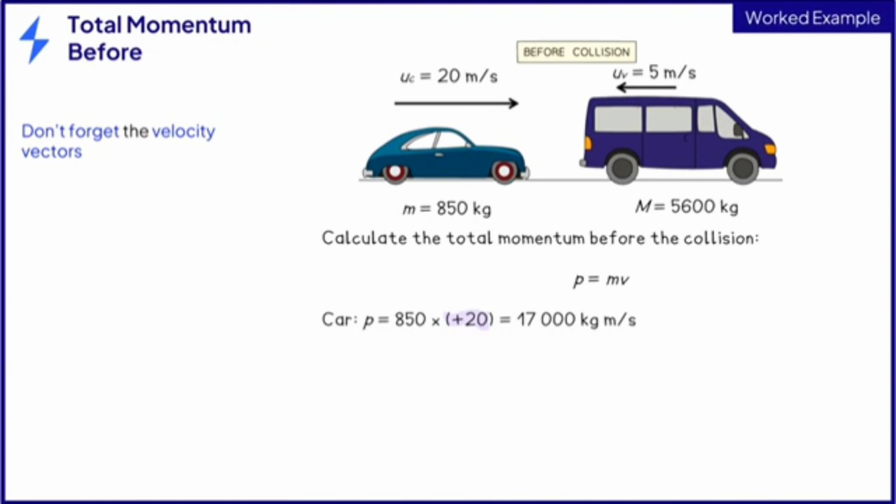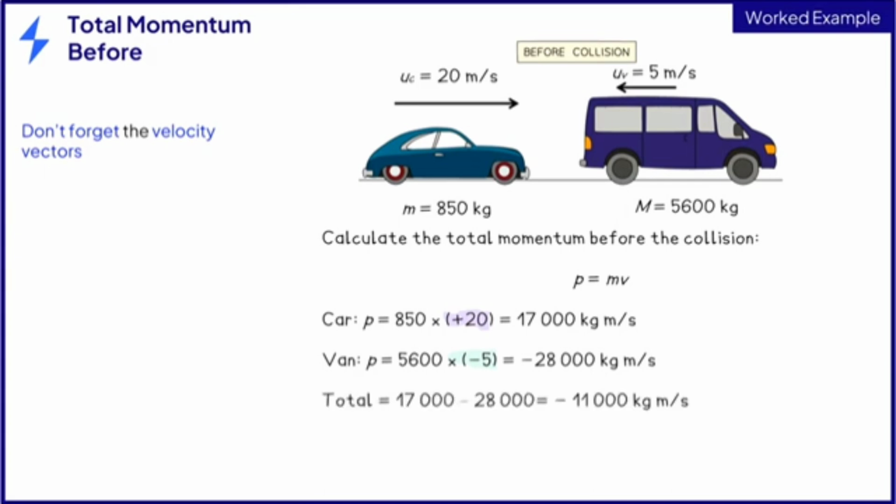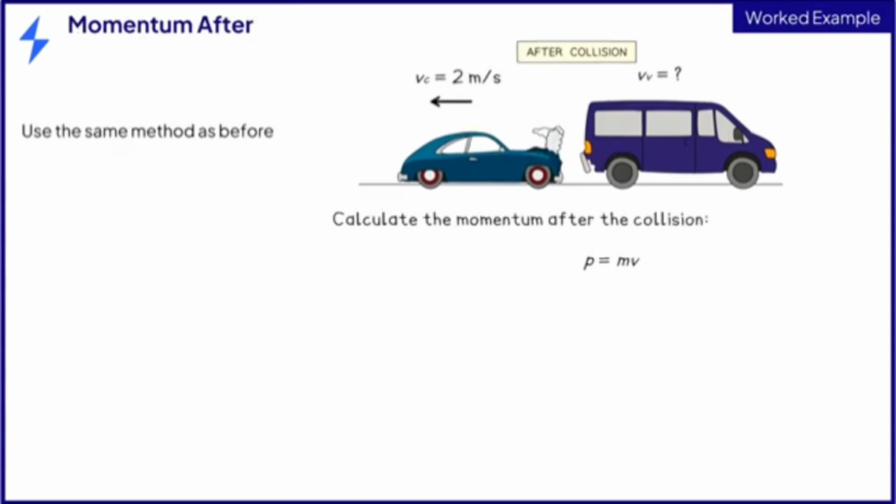For the van, this is 5,600 times minus 5, which equals minus 28,000 kilograms meters per second. It is minus 5 because the van is traveling in the opposite direction to the car. Now find the difference between the two momenta to obtain the total. The total is equal to 17,000 minus 28,000, which is equal to minus 11,000 kilograms meters per second for 1 mark.